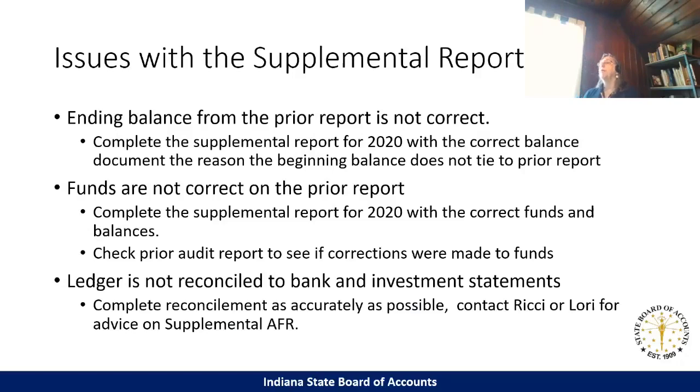So what if the prior report has bank accounts and not funds, or investments and not funds? Again, complete your supplemental AFR with the correct funds, trust, possibly ISETS if it's separate. And this would be another good time to check the audit report if it's been issued, to see if corrections were made to the AFR, so that you might be able to tie closer to what was in the audited financial report.